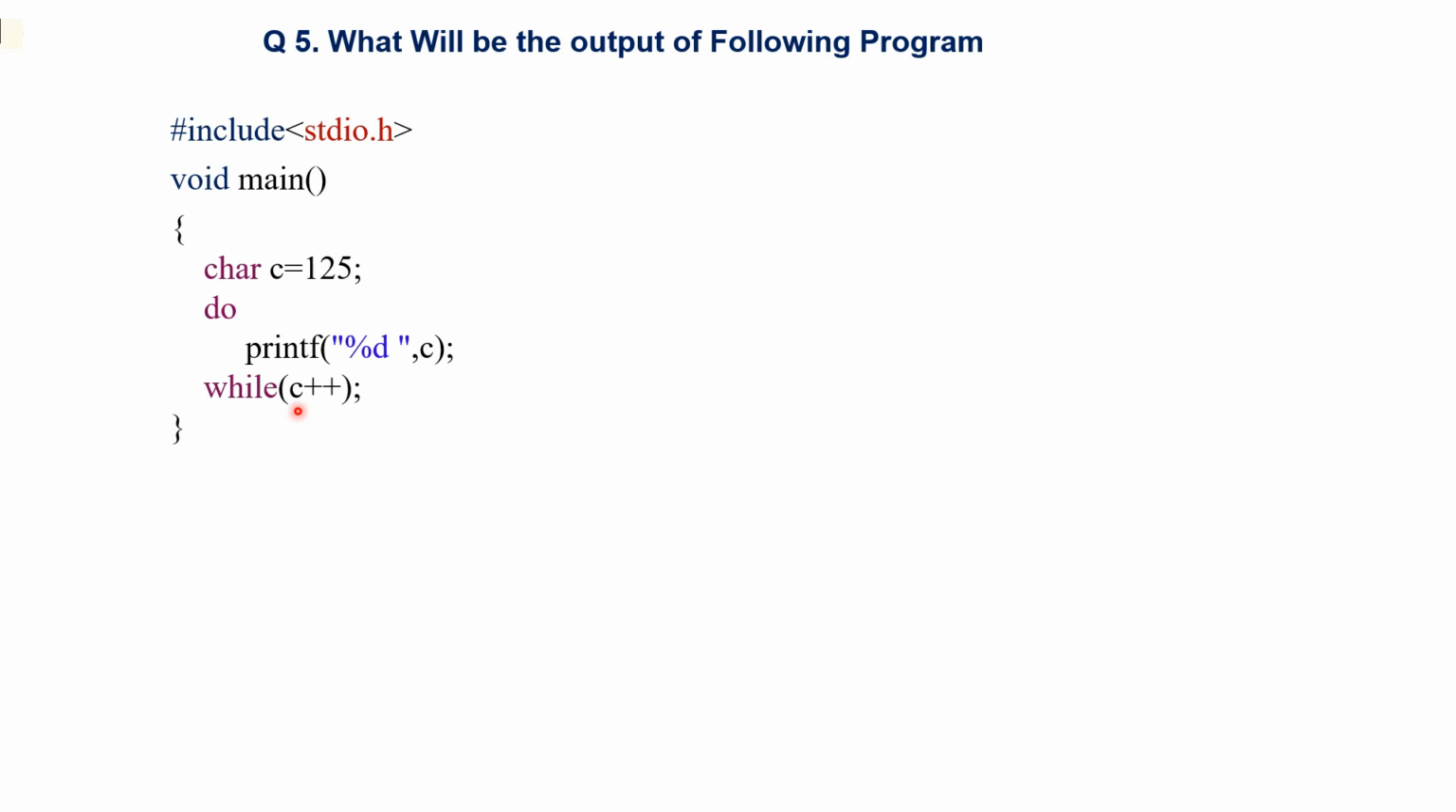And now in the condition value of c is 0. So now the condition becomes false. 0 means false. So hence the condition becomes false and control will be outside the loop. So hence the output of this complete program will be like this: 125, after that 126, 127, minus 128 up to 0.